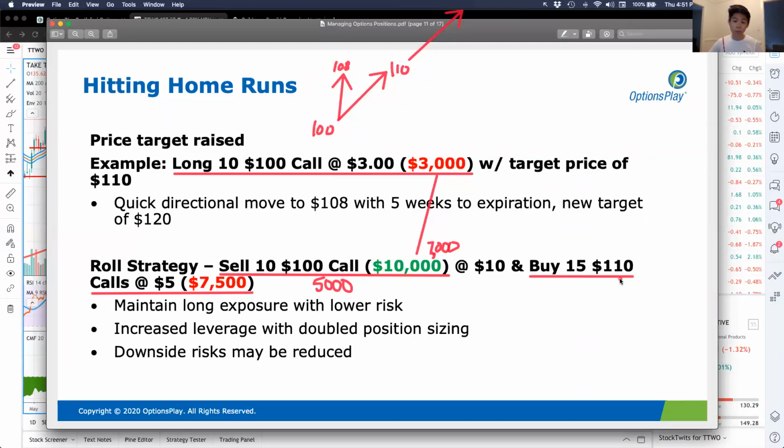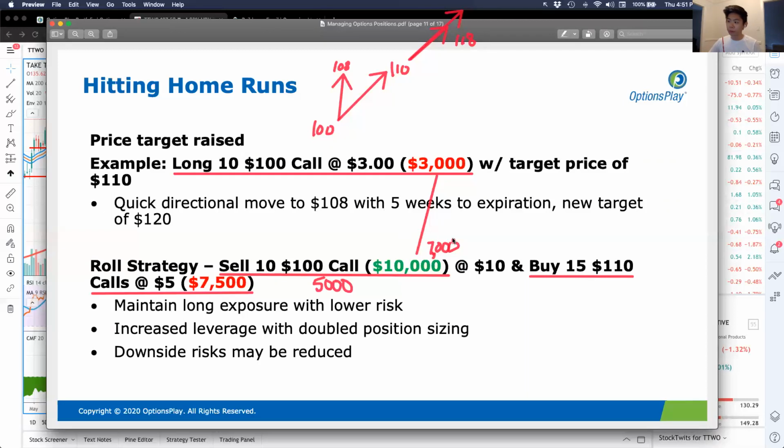So now, yes, I haven't made a profit on this trade yet, but now I'm only risking $500, and I have 15 contracts. I have even more leverage. So if this trade now goes from 110 to, let's say, 118, guess what?